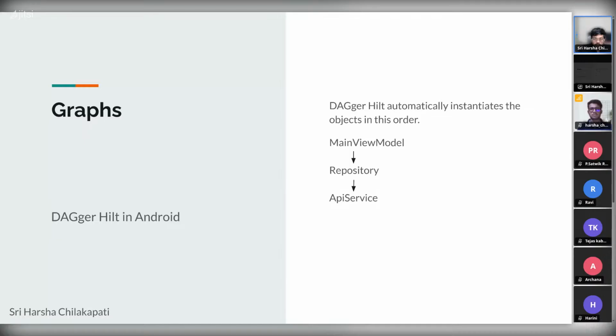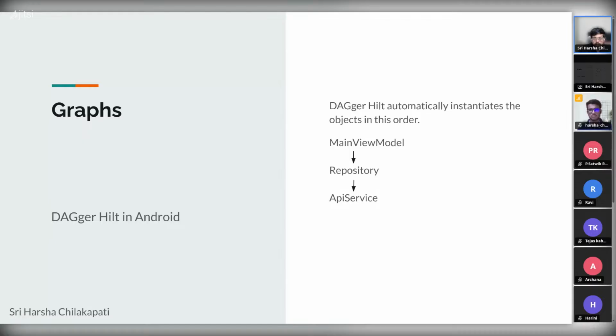It tries to create the main view model. It figures out it needs a repository. So it starts creating a repository. It figures out it needs an API service. So it creates an API service. Then, okay, API service is done. Let's pass this back to the repository. Repository is done. Let's pass this back to the main view model. So this instantiation is getting automated.